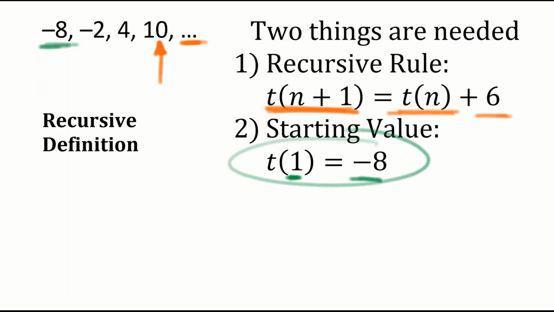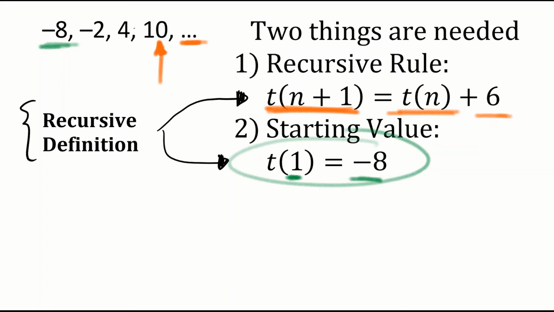So together, these two items constitute what we will call the recursive definition of a sequence. Both the recursive rule, that is to say, how do you move forward in the list, and the starting value. If you provide me with both a starting value and the rule about how to move forward, I'll know your entire definition and I'll know your entire sequence.